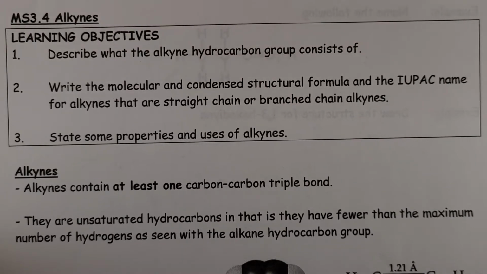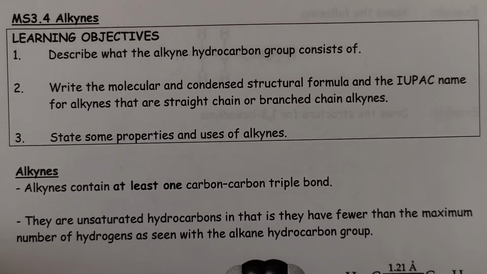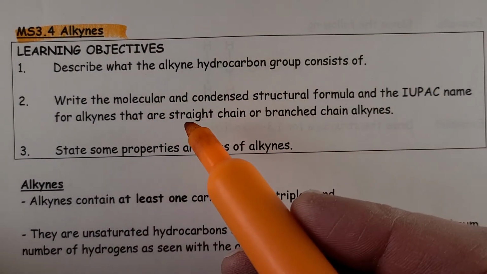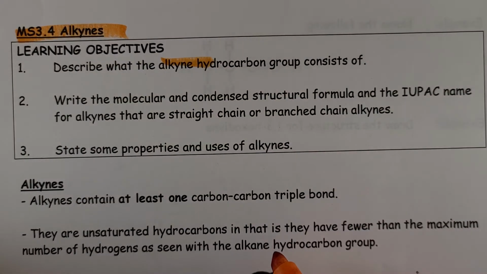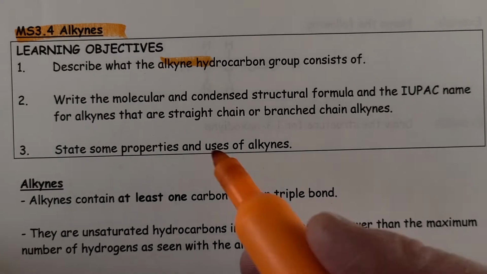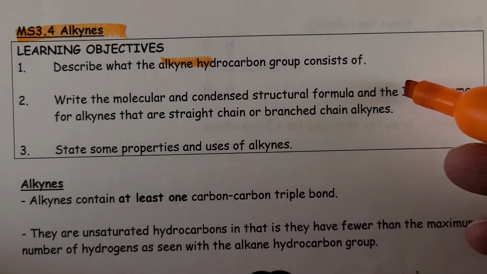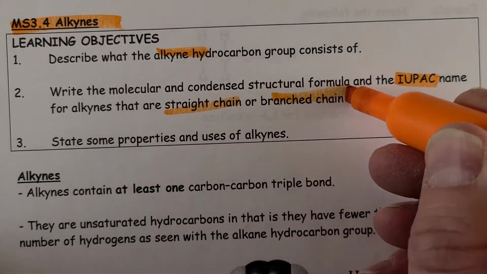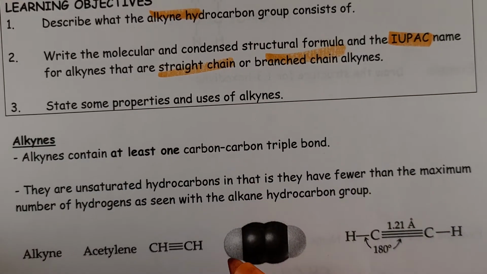Welcome back, Chemistry 30. So this is MS3.4 Alkynes. So we've looked at alkanes, alkenes. Now we look at all kinds of molecules. So we'll describe what the alkyne hydrocarbon group consists of, write the molecular and condensed structural formula and the IUPAC name for alkynes that are straight chain or branch chain, and state some properties, of course.